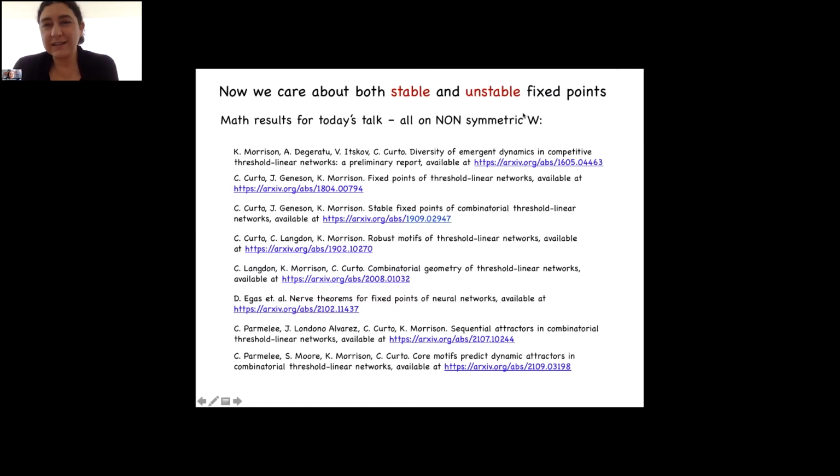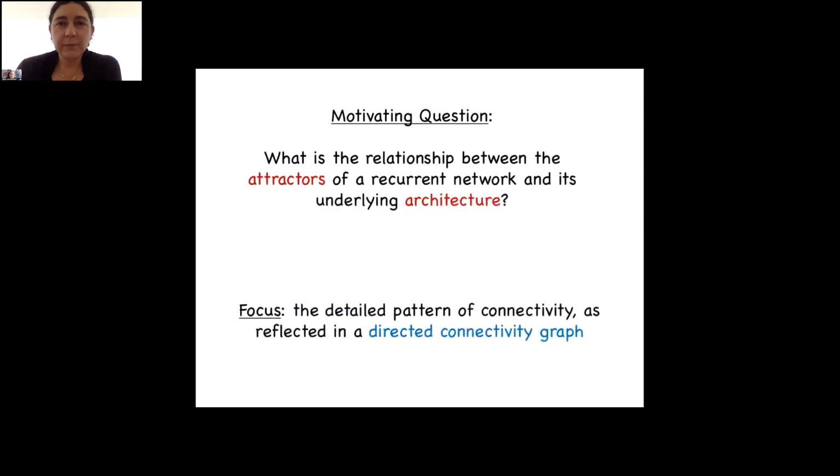I should also say that the symmetric assumption is particularly unrealistic from a neuroscience perspective, even though it's been used over and over again for mathematical convenience. So the motivating question we have now is, what is the relationship between the attractors of a recurrent network and its underlying architecture? Same question that you might ask back in the Hopfield model, but now we care about dynamic attractors as well. We care about limit cycles and so on, and we want to know, can we predict those from the architecture of the network?